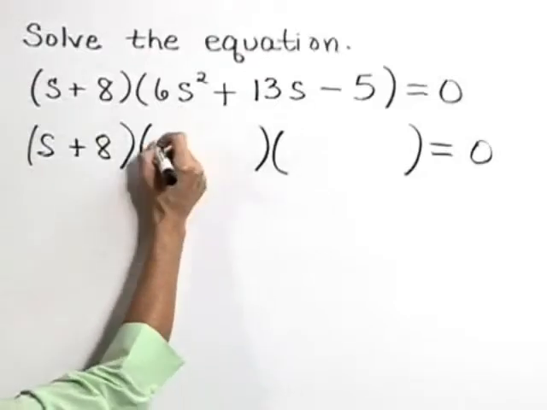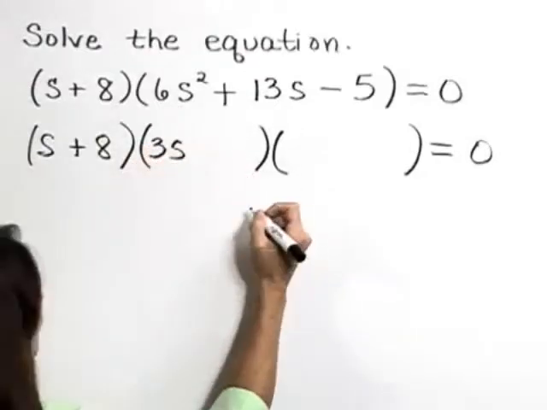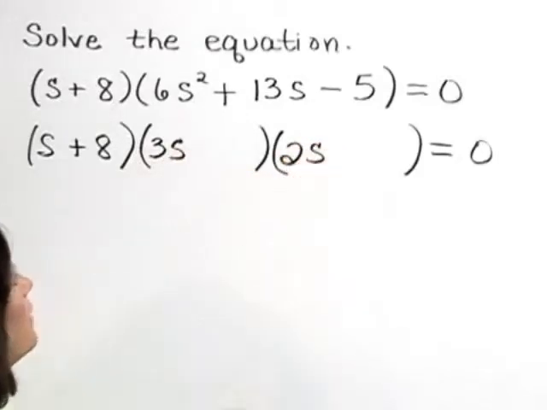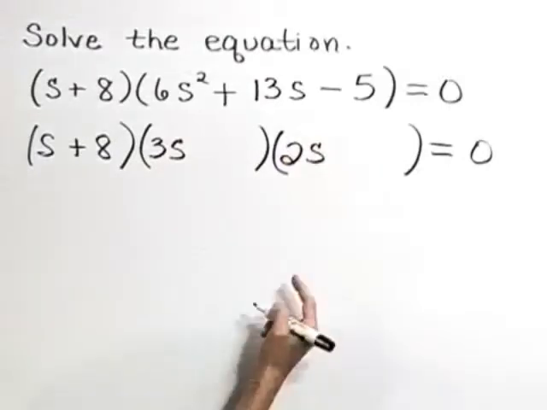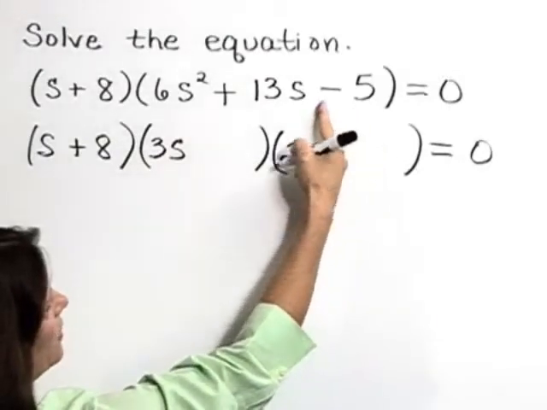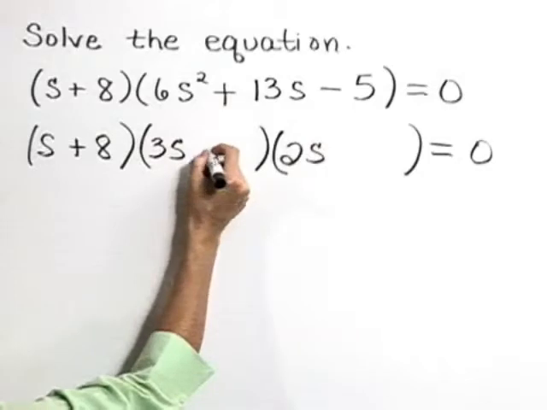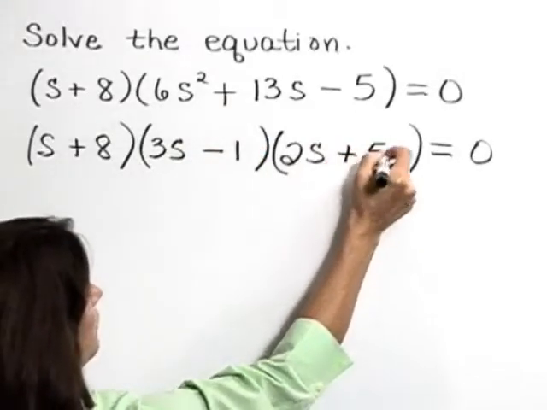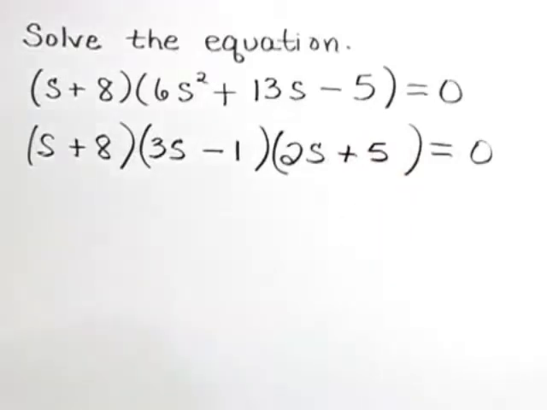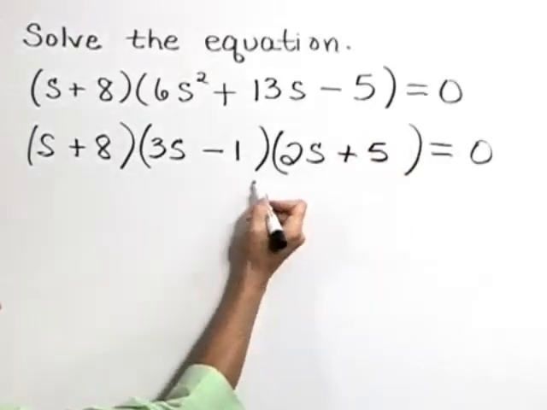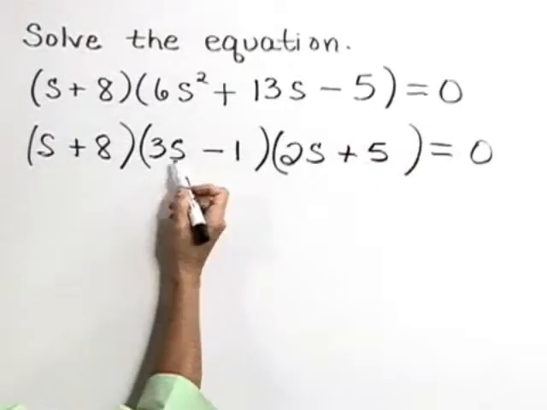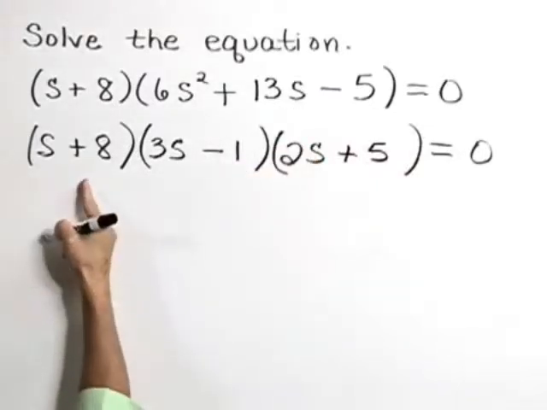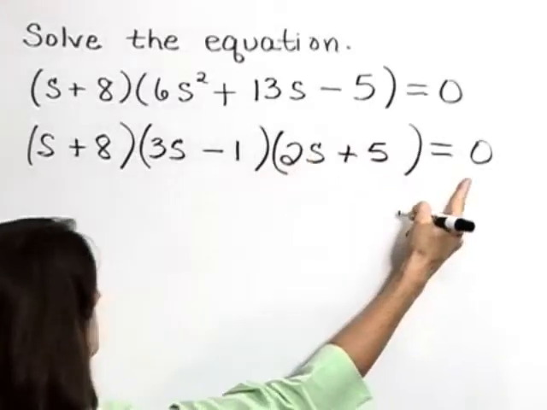6s² comes from the product of 3s and 2s. Now we want to get the factors of a negative 5 in their appropriate places. Let's use a negative 1 here and a positive 5 with this last binomial. Quickly checking, is −2s + 15s equal to 13s? Yes, it is. Now let's use our zero factor property.